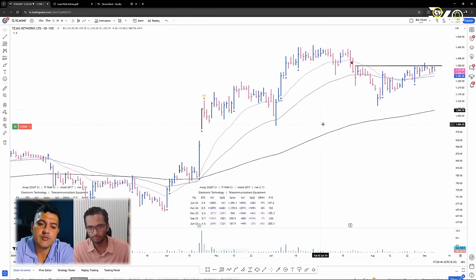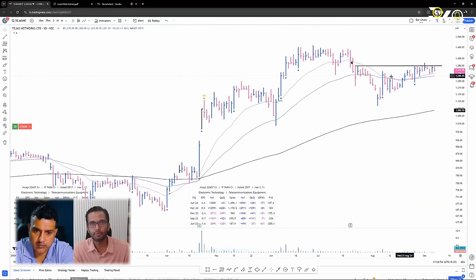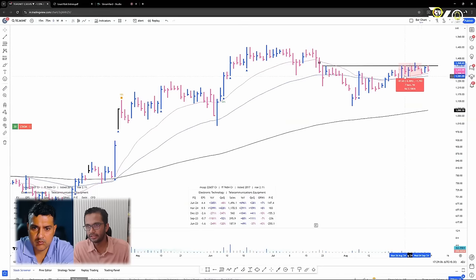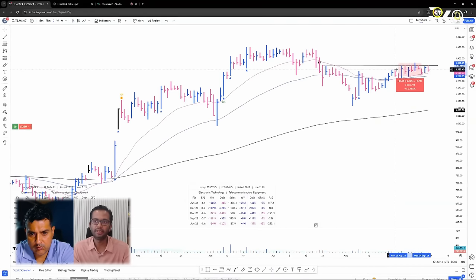Aap poore scenario mein dekhenge, I am not trading any chart that is in a downtrend. Toh yahan par 200 MA sloping up hai, the stock is already in an uptrend. Now on the right hand side it starts consolidating, so that's why it is on very high priority list of mine. So if you will see here, even if you roughly calculate this size, that's roughly around 6.5%. So I can build on a position size of 16%.